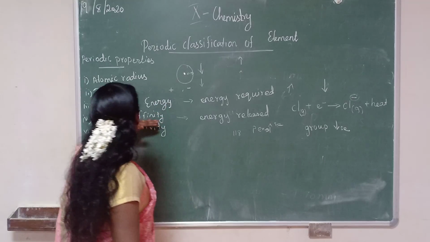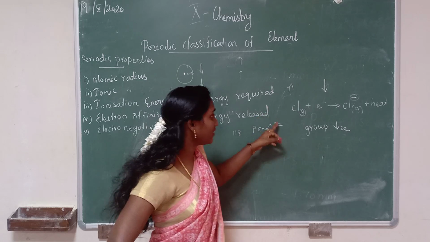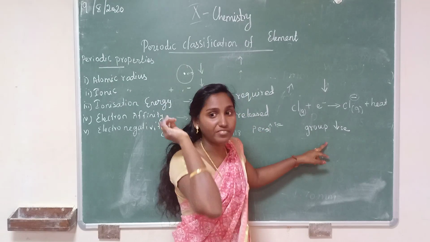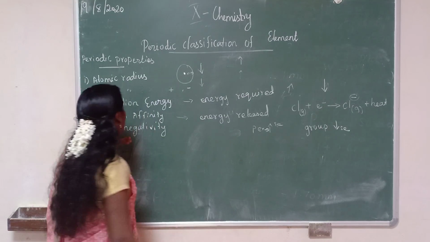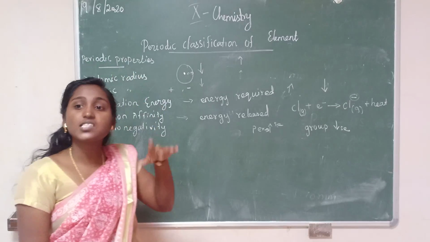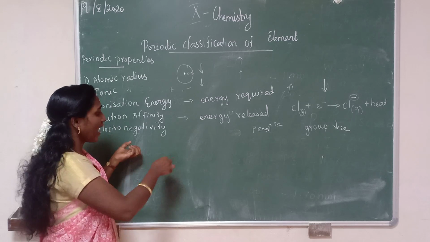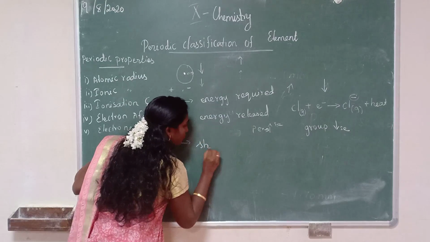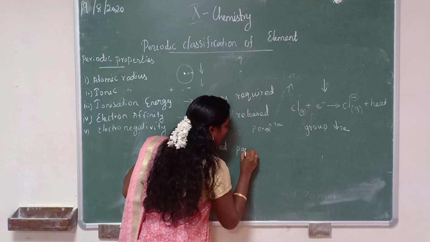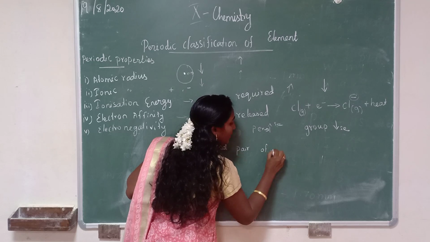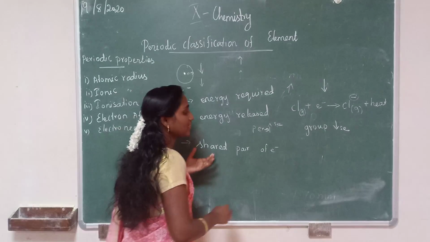Like that, electron affinity: in a period, electron affinity increases. In groups, electron affinity decreases. The next, electronegativity. Electronegativity means the tendency of an atom to attract the shared pair of electrons. Shared pair of electrons, that means you can consider the HCl molecule.